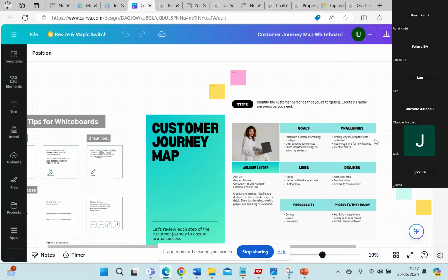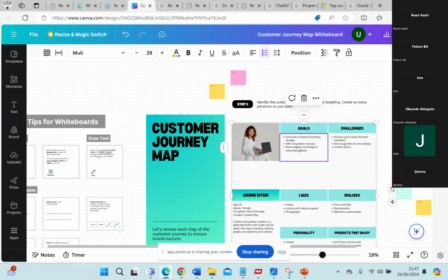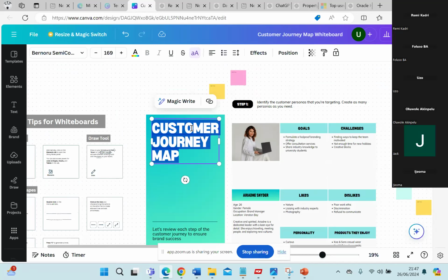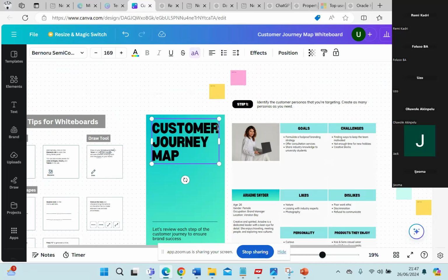Firstly, this is your persona. All you have to do is fill in all these different sections. It's literally created it for you. I don't want to call it a customer map. I want to call it a user map. So I can change this to a user journey map. Honestly, it shouldn't be any issue for you.